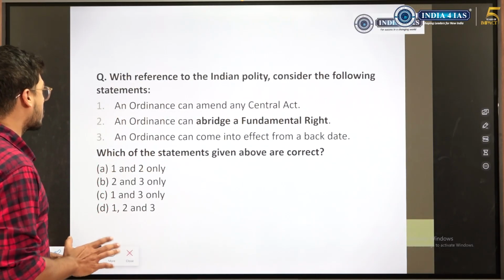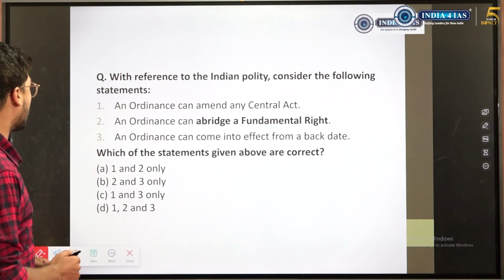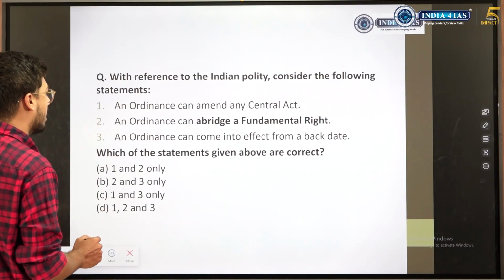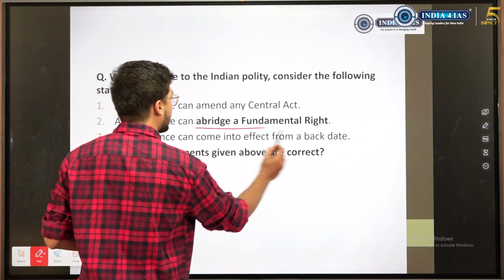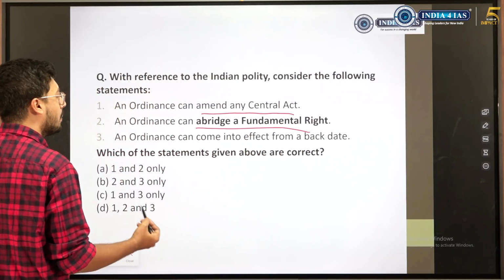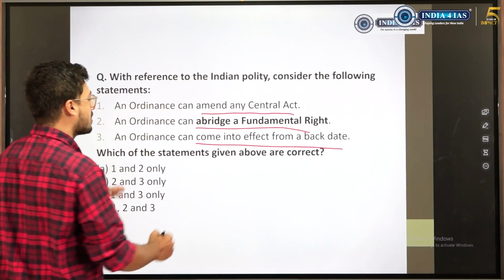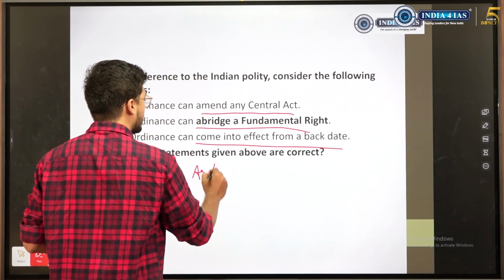So we'll begin with the first question. With reference to Indian polity, consider the following statements. An ordinance can amend any central act. An ordinance can abridge a fundamental right, and an ordinance can come into effect from a back date. So all they're talking about is an ordinance. Who has the ordinance making power?